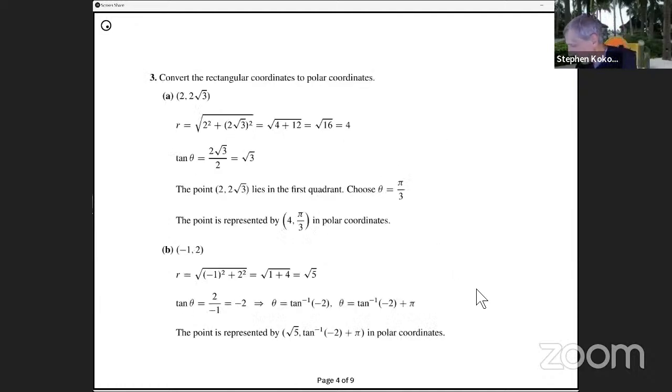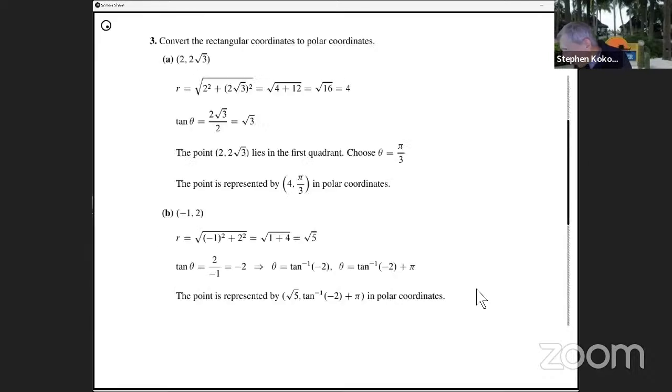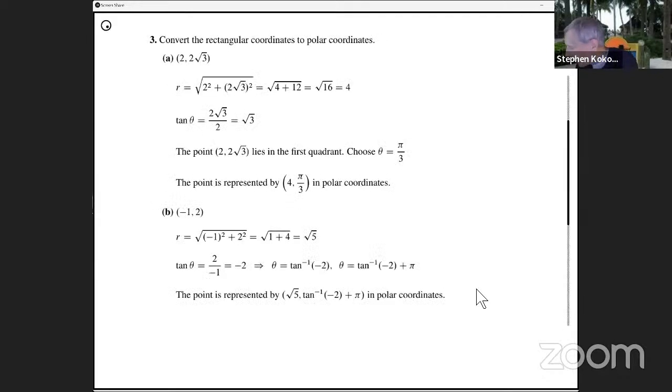Okay, let's try 3 here if we can. This time, let's go the other way around. Let's see if we can convert some rectangular coordinates to polar coordinates. The way that we do this is by using these equations. We know that x squared plus y squared has got to be equal to r squared, and that the tangent of theta has got to be equal to y divided by x.